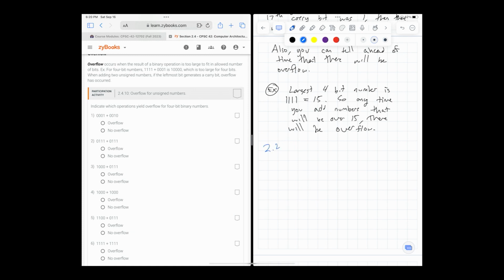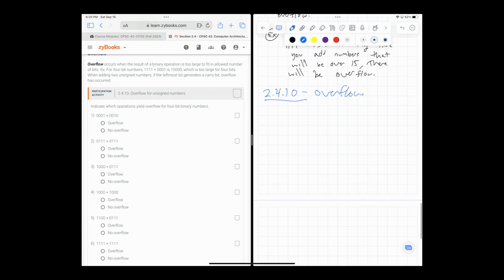So this is 2.4.10 overflow. So you can just add them. So like on number 1, we go 0, 0, 0, 1, 0, 0, 1, 0. You can just add them and just go 1 plus 0 is 1, 0 plus 1 is 1, 0 plus 0 is 0, 0 plus 0 is 0, right? Like that. And then there's just no overflow. That was fine, right?